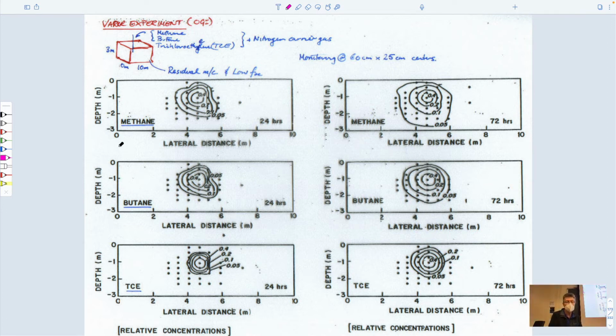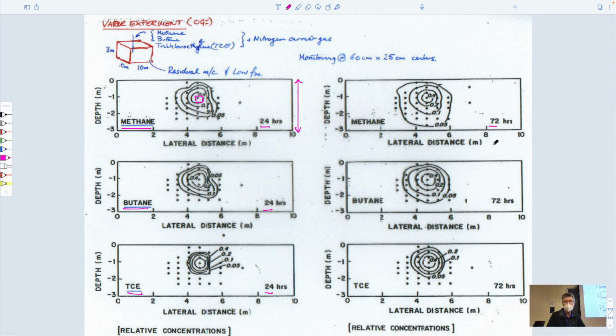And this is an experiment in a relatively contained environment. A test cell which is 10 meters by 10 meters by 3 meters deep, which is just really a hole in the ground, but it's a hole in the ground which is lined in concrete, in which you can build an aquifer of sand, and into that aquifer you place a source by injecting a gaseous content of either methane, butane, or trichloroethylene. Methane, butane, or TCE.